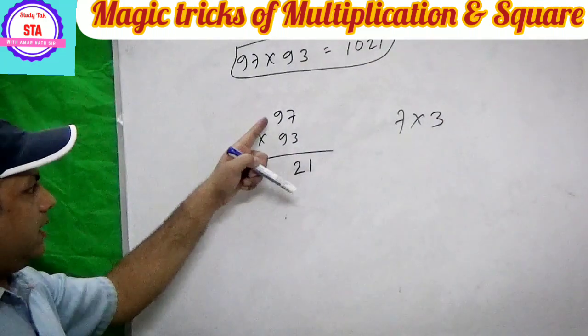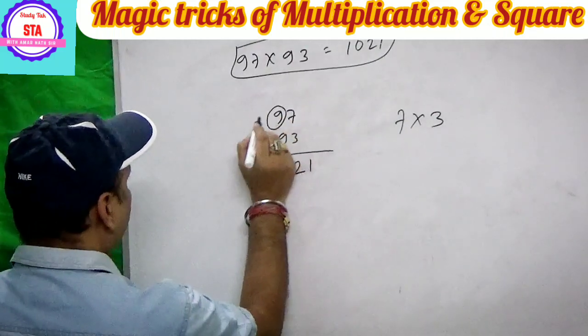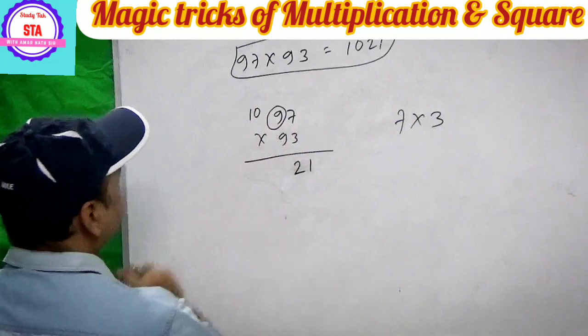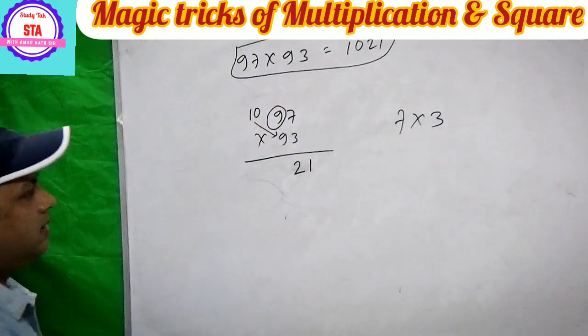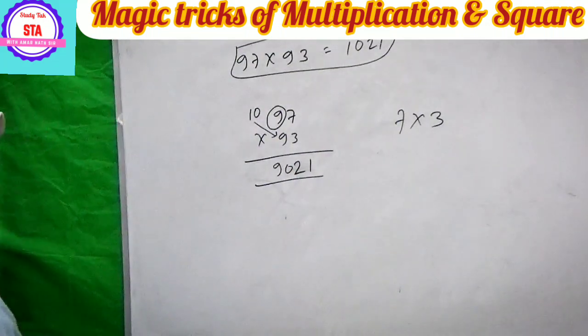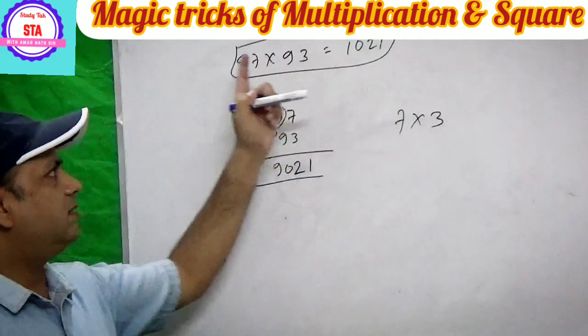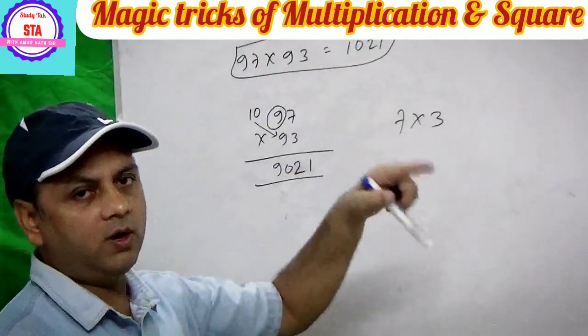Okay. Increase 1 in this number. That is 9 plus 1, that is 10. Multiply these: 9 into 10. That is 90. Okay. So 97 into 93 is 9021.